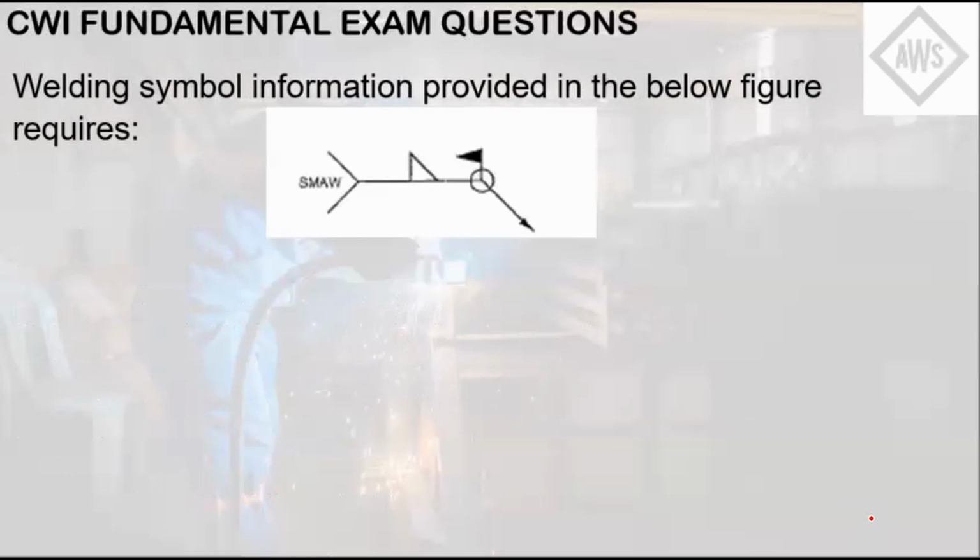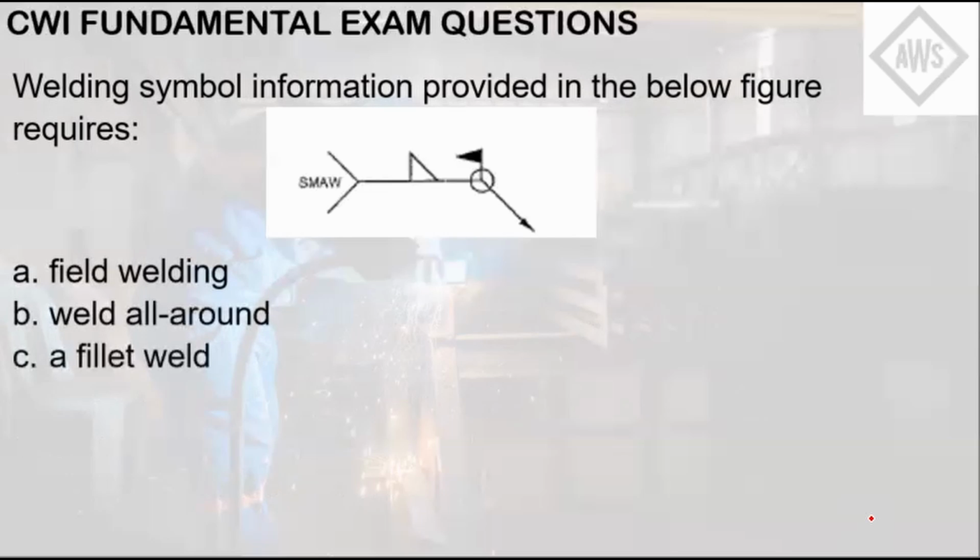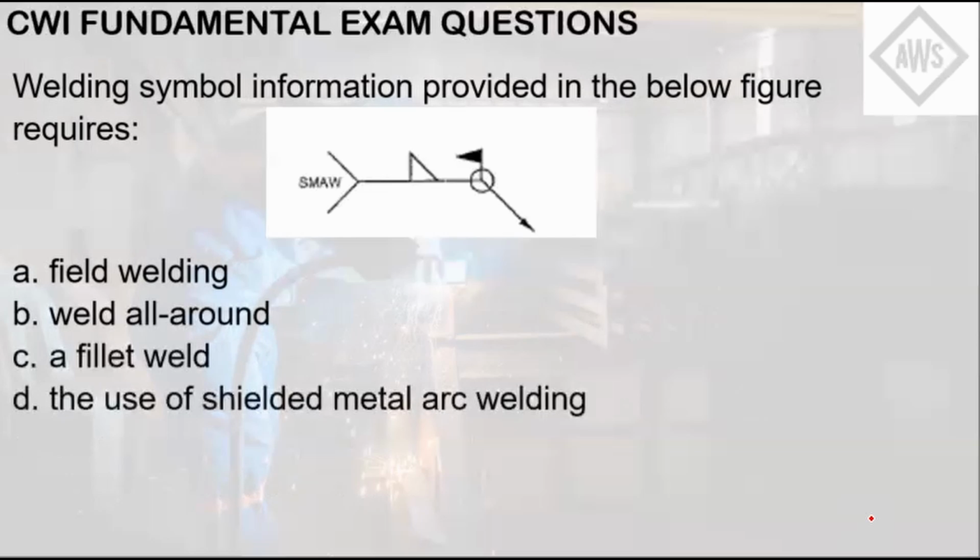Welding symbol information provided in the figure below requires A. Field welding, B. Weld all around, C. A fillet weld, D. The use of shielded metal arc welding, letter E. All of the above.